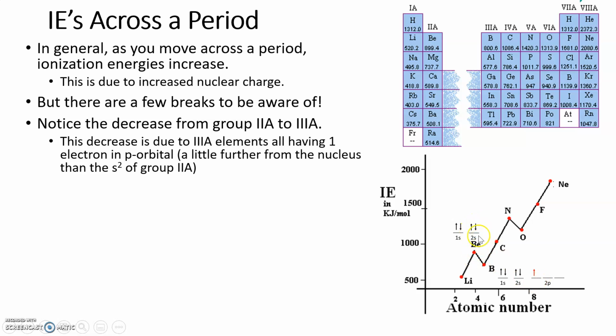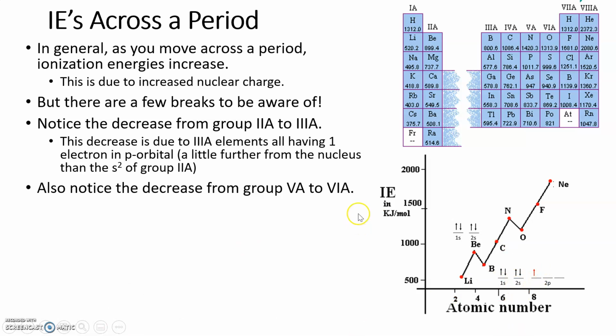This electron here from beryllium, on the other hand, is going to be closer to the nucleus. A 2s is closer to the nucleus than a 2p. So that goes for all of the 2a and 3a elements. You'll notice we go down from magnesium to aluminum. Ionization energy goes down. From calcium to germanium, that ionization energy goes down. Again, big reason for that is that p orbital, whether it's a 2p or a 3p or a 4p, that p orbital is a little bit further away from the nucleus than the s.